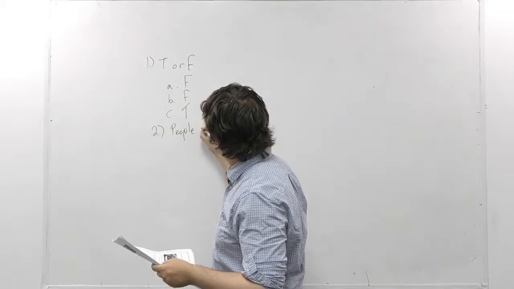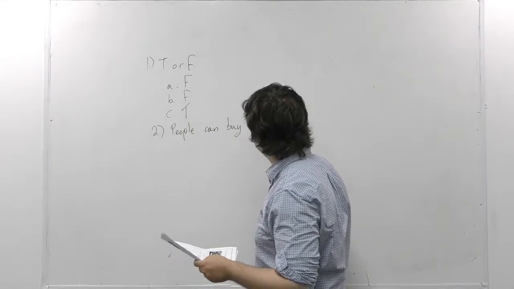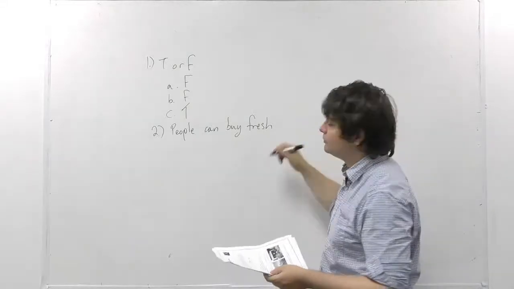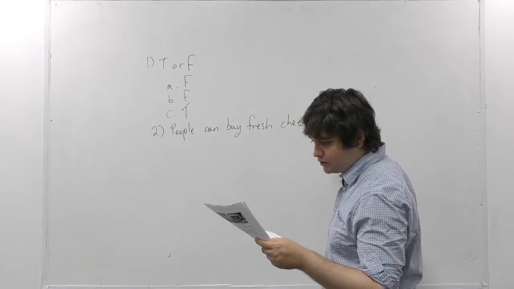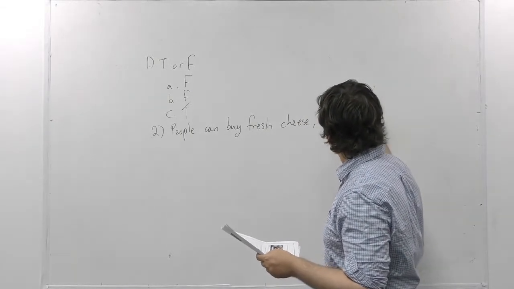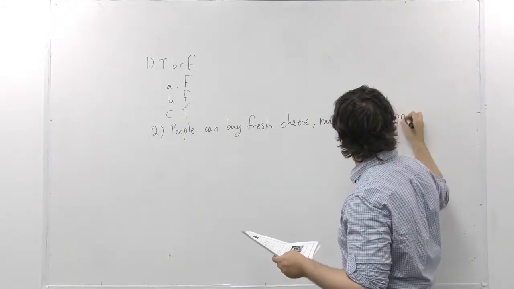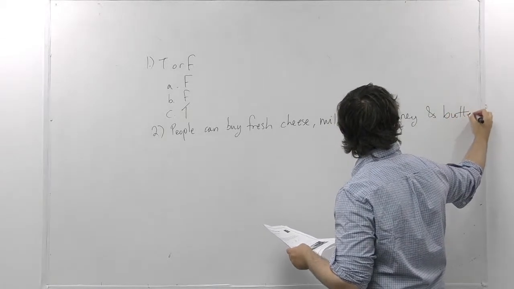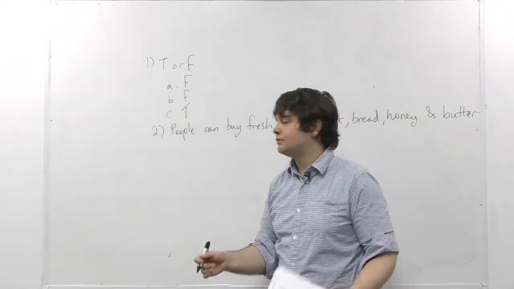People can buy fresh cheese. Sounds good to me. Also, fresh butter is really good too. Whoa, same with milk. Fresh cheese. What was it? Fresh cheese, milk. Oh, bread, like fresh bread or recently baked bread is always really good. Honey and butter. Pretty awesome. So like a lot of kind of staple, important foods, right?